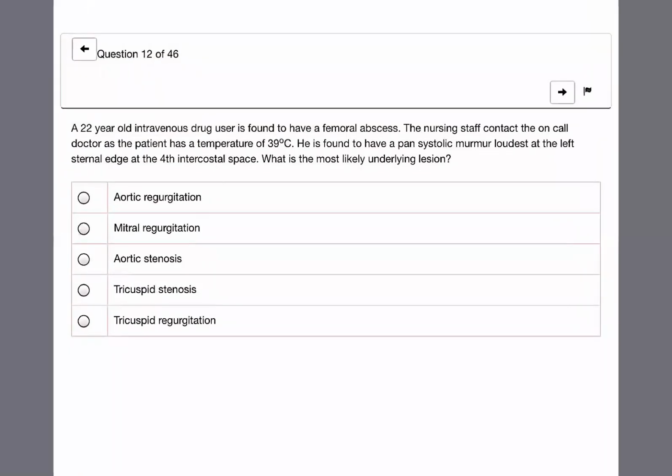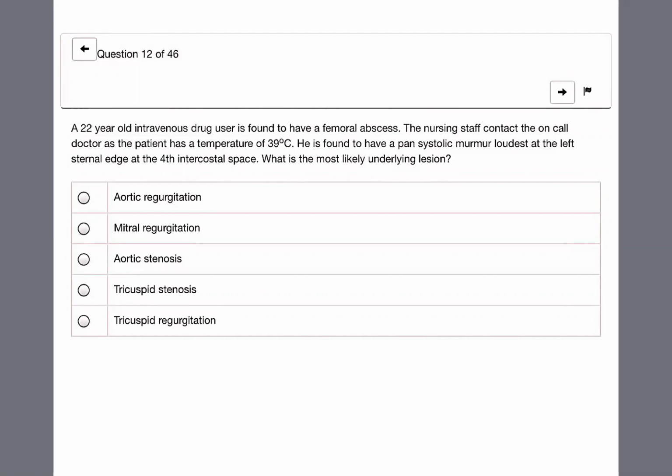Next question, Dr. Daffer. A 20-year-old intravenous drug user is found to have a femoral abscess, and the patient's temperature is 39 centigrade. He is found to have a pansystolic murmur loudest at the left sternal edge at the fourth intercostal space. The most likely lesion: aortic regurg, mitral regurg, aortic stenosis, tricuspid stenosis, or tricuspid regurg. It is tricuspid regurg.